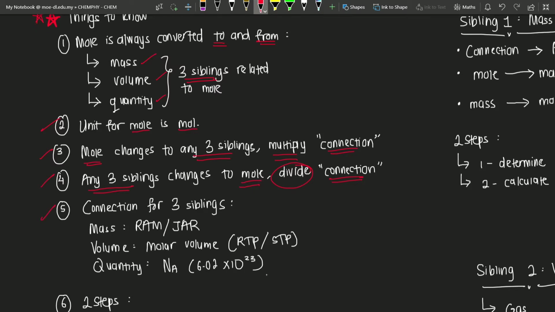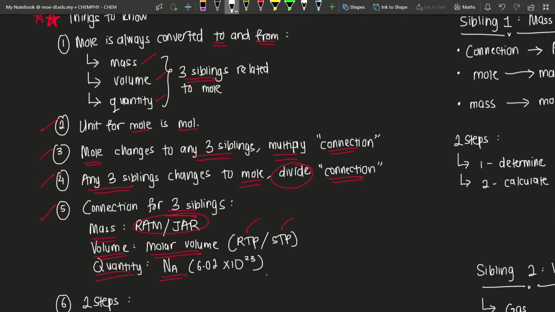It's actually this. So for mass, our connection is RAM, relative atomic mass, atau dalam bahasa Melayu JAR, jisim atom relatif. Untuk isi padu, kita punya connection adalah isi padu molar, molar volume, sama ada RTP atau STP. Untuk bilangan zarah, for quantity, our connection is Avogadro constant, your Na, which is nilai dia 6.02 power 23.